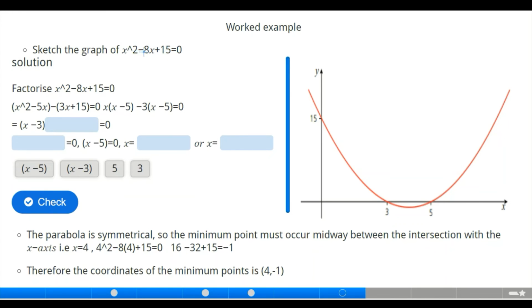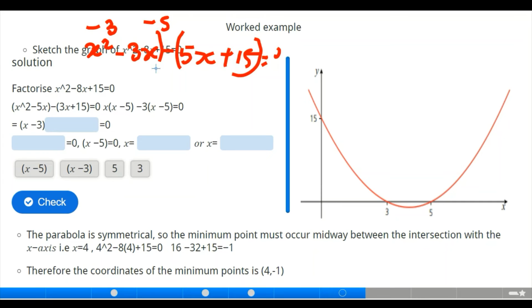So here, what are the two values that multiply together to give us 15 and add together to give us minus 8? That is minus 3 and minus 5. Now having minus 3 and minus 5, we replace minus 8x here with minus 3x and minus 5x. So we have x squared minus 3x minus 5x plus 15 equals 0.